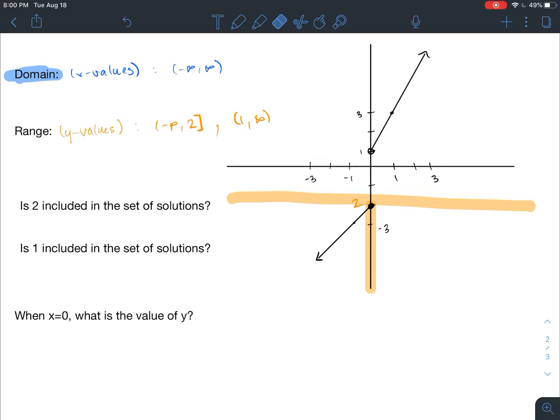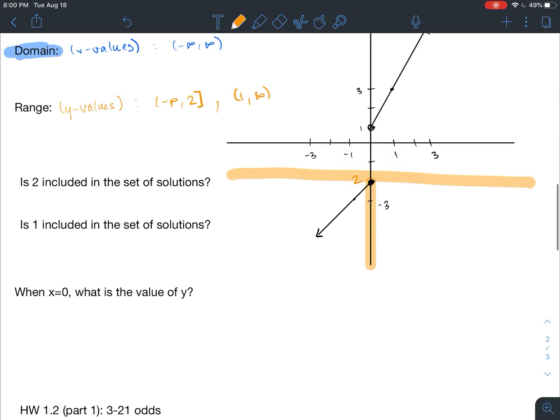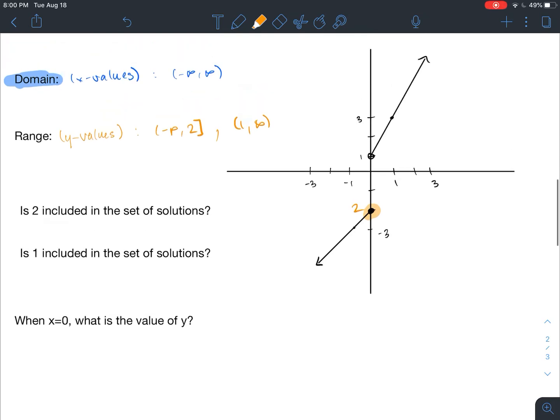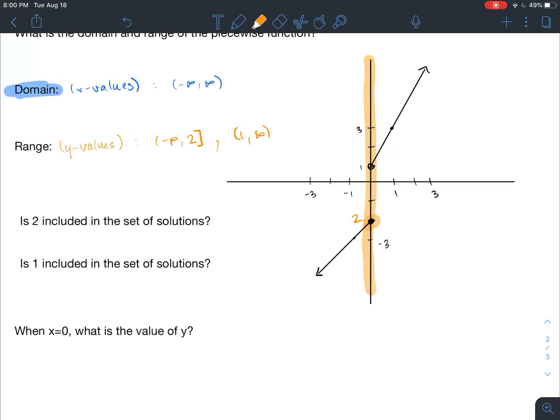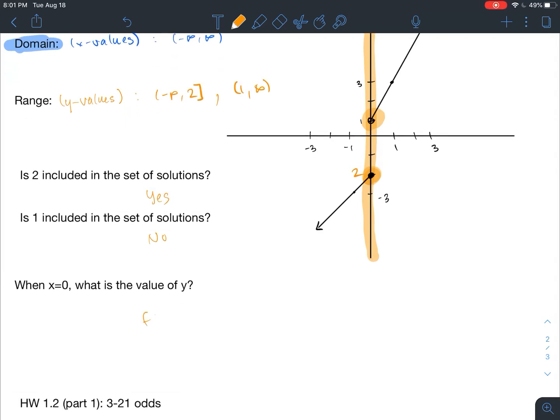So there you go. We have our domain and our range. Is 2 included in the set of solutions? 2 will be included right here. So yes, it is included in our set of solutions. If we plug x equals 0 into this piecewise function, we will get 2, but we will not get 1. So 1 is not included. So yes here, but no here. When x is 0, our y value will be 2.